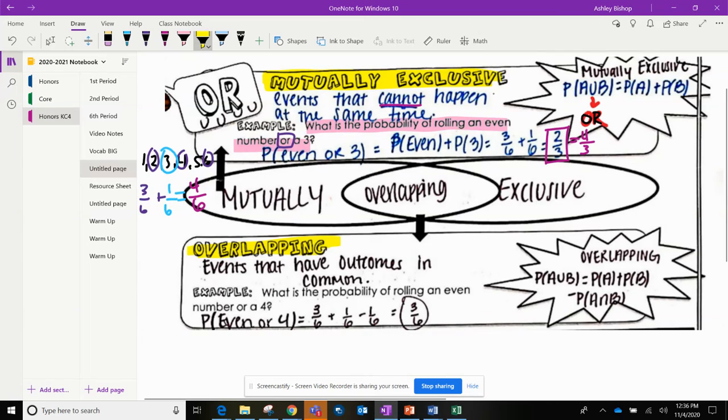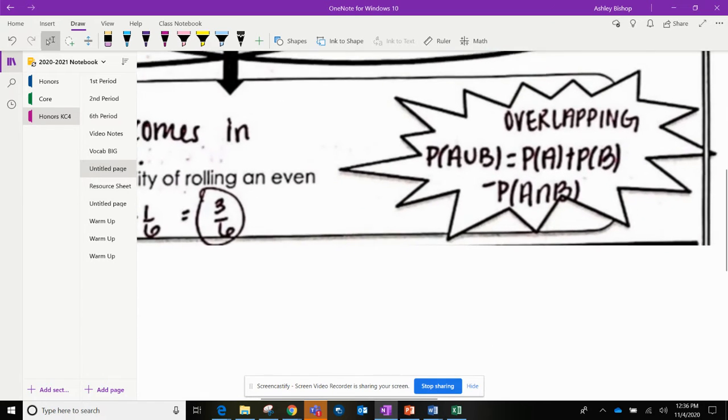Okay, so now I'm going to talk to you about overlapping. Mutually exclusive, which we just learned about, was events that cannot happen at the same time. Overlapping events are events that can happen at the same time. So if you ask yourself, can these two events happen at the same time, and you answer yes, we're going to use this formula.